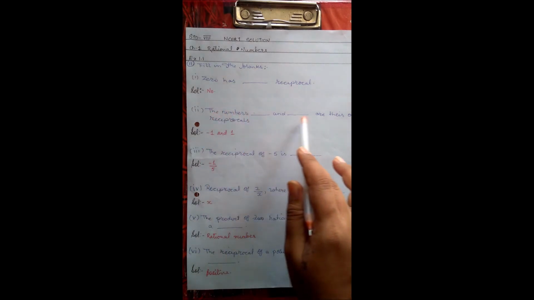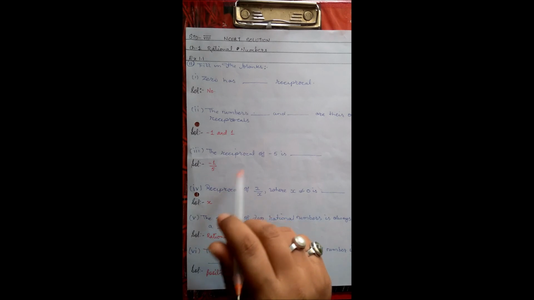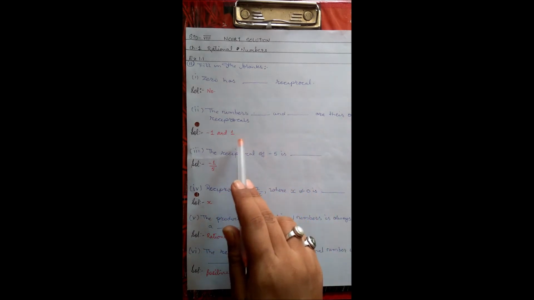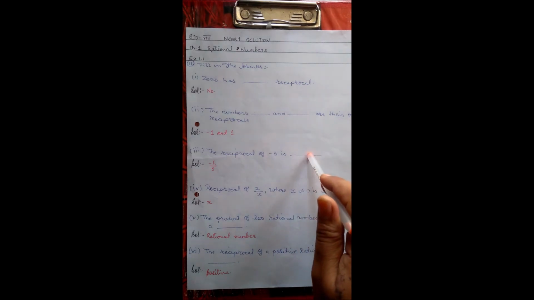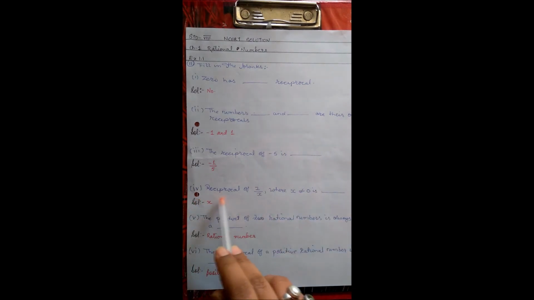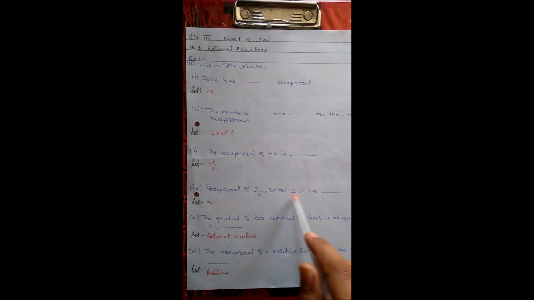The numbers dash and dash are their own reciprocals. So minus 1 and 1 are the numbers which have their own reciprocals. The reciprocal of minus 5 is minus 1 upon 5. The reciprocal of 1 upon x, where x is not equal to 0, is x. The product of two rational numbers is always a rational number. The reciprocal of positive rational number is positive.